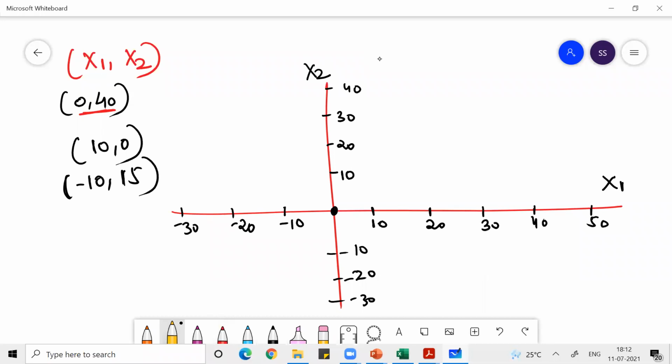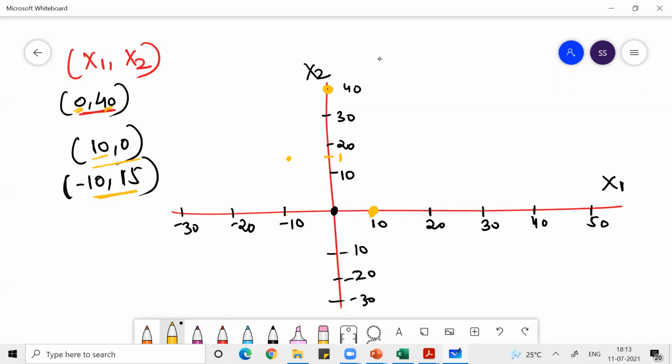0, 40 means what? It means x1 is 0, x2 is 40. So that is this point. Then 10, 0 means x1 is 10 and x2 is 0. Whenever the other variable is 0, you lie on either the horizontal axis or the vertical axis. If I say minus 10, 15, it means x1 is minus 10, x2 is 15. So that point will come somewhere here.